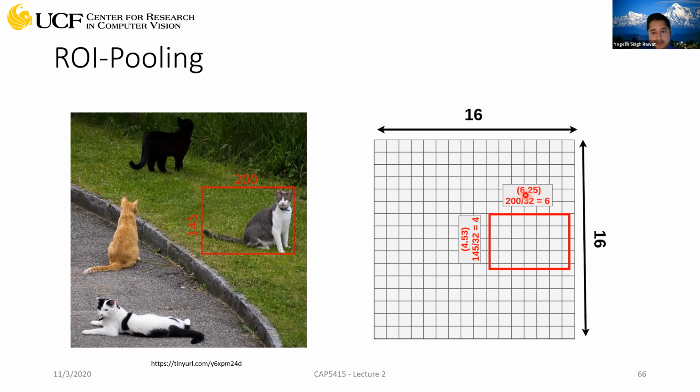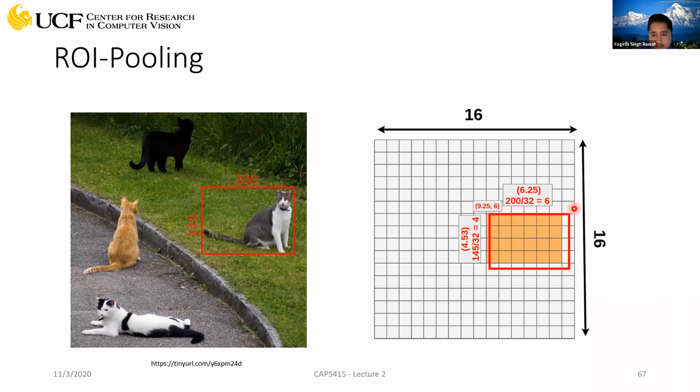So if it's 6.25, we will just make it 6. 4.53 will make it 4. And that way it means that in the height dimension, you will have 4 pixel values, 1, 2, 3, and 4. You will just ignore this region. And in the width, you will have 6 values, 1, 2, 3, 4, 5, 6. Okay. So you're just converting your float values to normal digits to make the quantization.